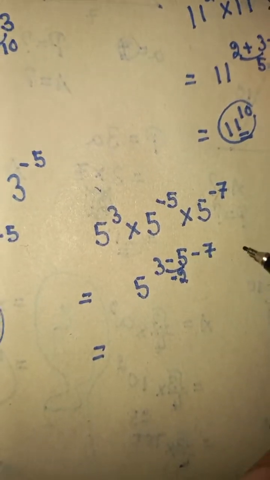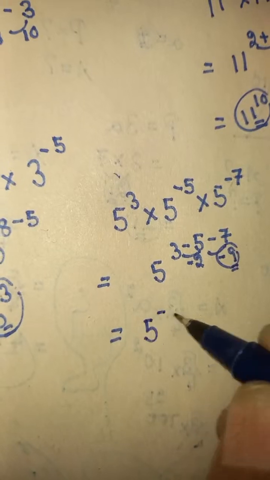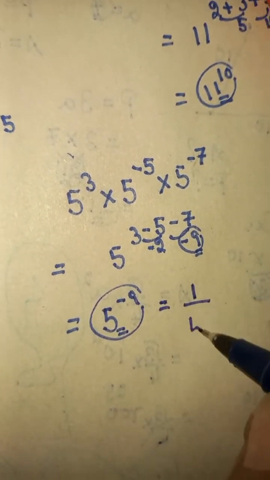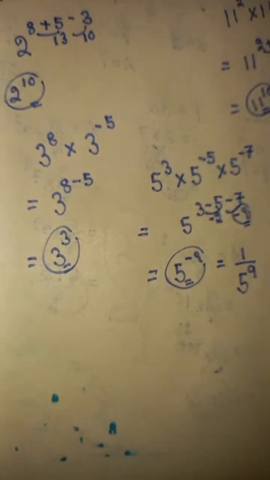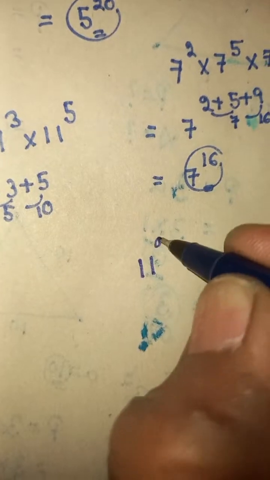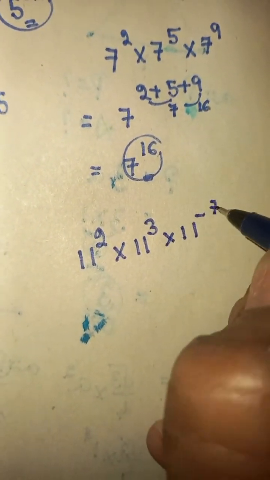Since both of them have minus symbol, that also remains as minus 9. This remains as 5 power of minus 9, or you can simplify it as 1 by 5 power of 9. Let's take one more problem. Here they are giving 11 square times 11 cube times 11 power of minus 7.